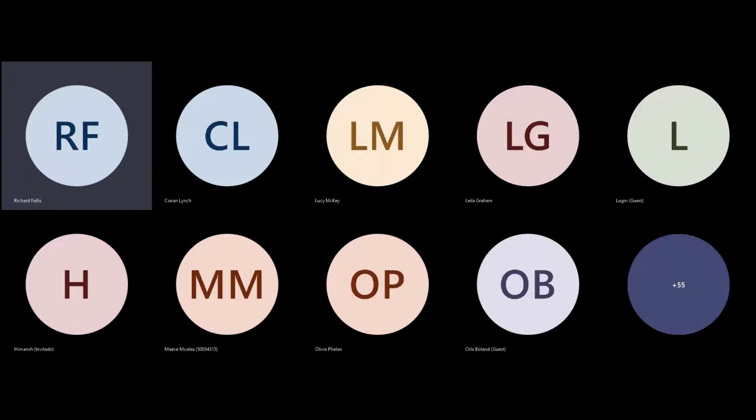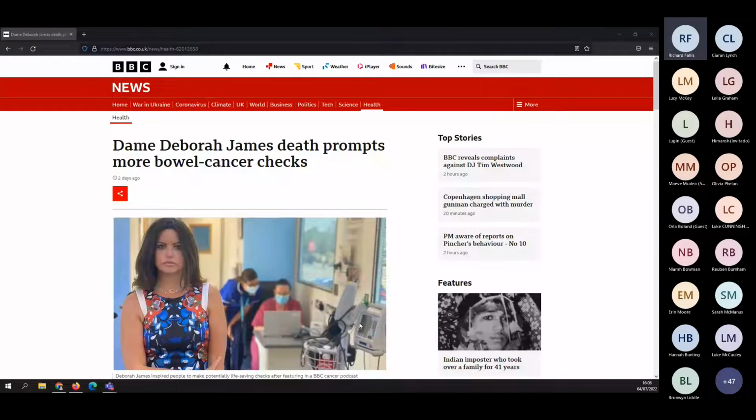So I'm going to turn my camera off and share my screen. Hopefully you can see my screen okay. I've got a BBC news story up. I'm going to use a specific example topic for my demonstration over the next little while. I want to use this BBC news story about Deborah James and her death last week from bile cancer, just as an example topic.